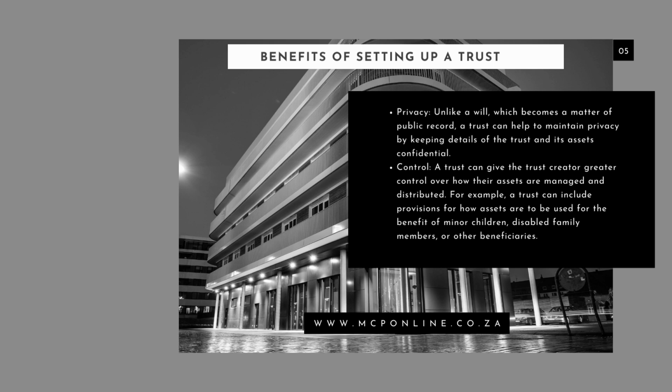Anyway, control. A trust can give the trust creator greater control over how their assets are managed and distributed. For example, a trust can include provision for how assets are to be used for the benefit of minor children, disabled family members, or other beneficiaries. You can literally say, this property will be used solely for paying for my kids' school fees. The money that comes from the rental income from this property will be used for paying for the kids' school fees. And that's all it does, rather than having it do other things. It's for the benefit of so and so. So it's a good way of controlling what those assets can be used for, you know what I mean?